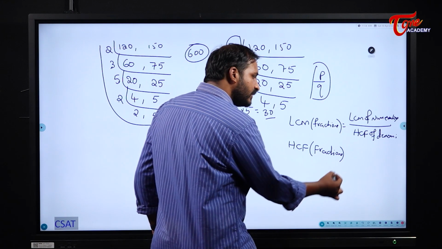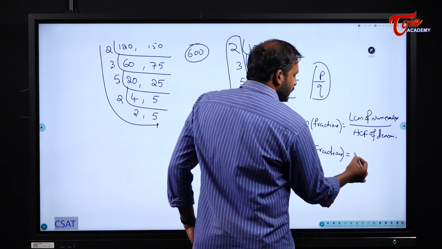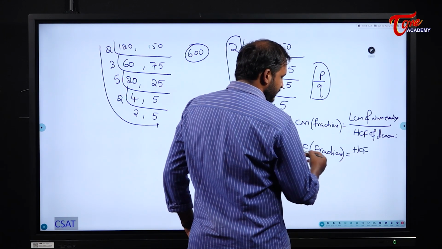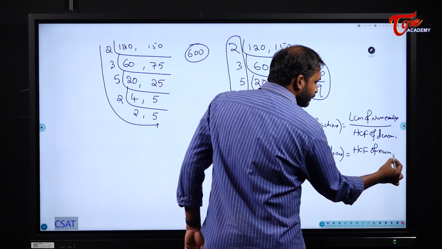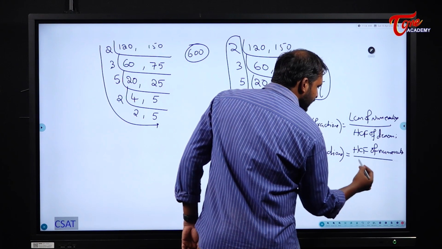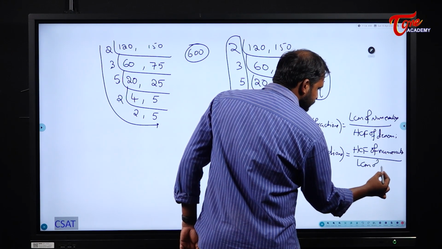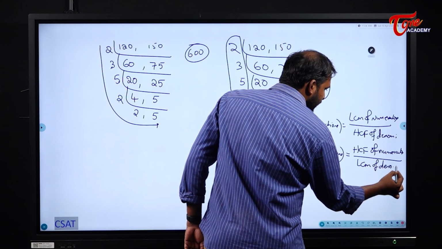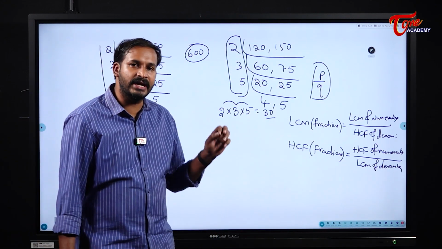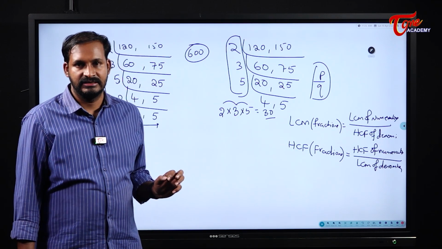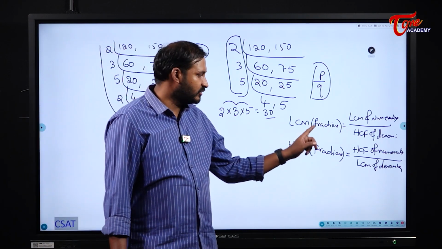And similarly, if you want to find the HCF of fractions, we will do a similar thing, but with a little bit of difference. Here we are finding the HCF, right? So it is the HCF of numerators by LCM of denominators. So in this manner, we find the LCM and HCF of P by Q forms or fractions. So this is the procedure.